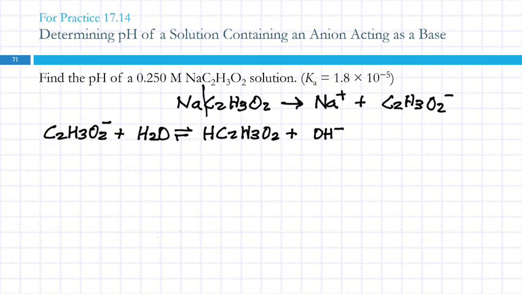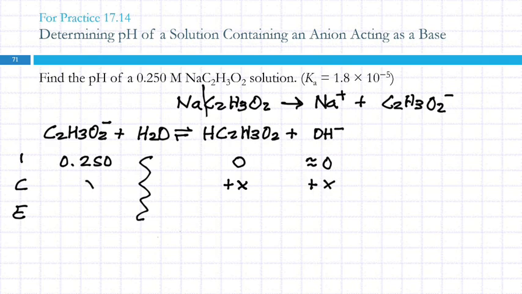So we need an ICE table. I'm tired of drawing lines. What's our initial concentration of C2H3O2 minus? 0.250 is what was given. And we don't care about the water. Initial concentration of the conjugate acid here would be 0, right? Initial concentration of hydroxide ion, approximately 0, because all we had was this guy. Then we look at the changes. We've got plus x over here, minus x over there.